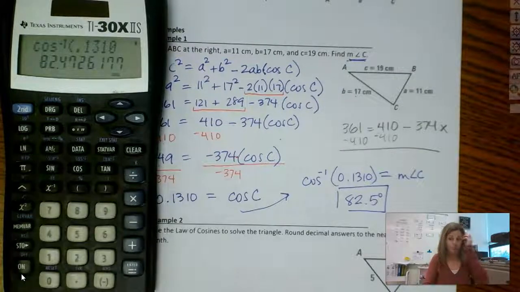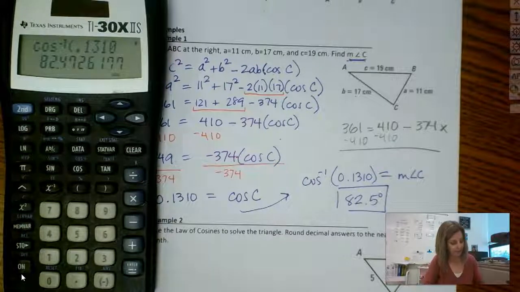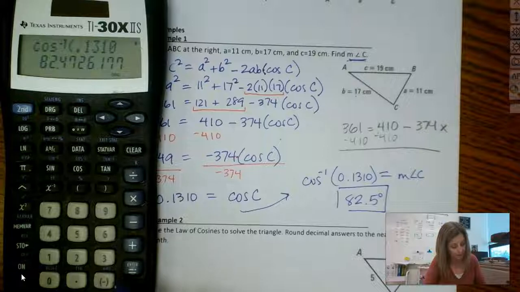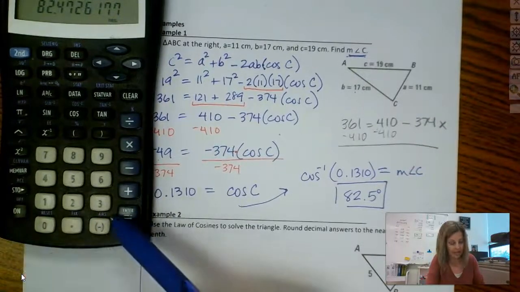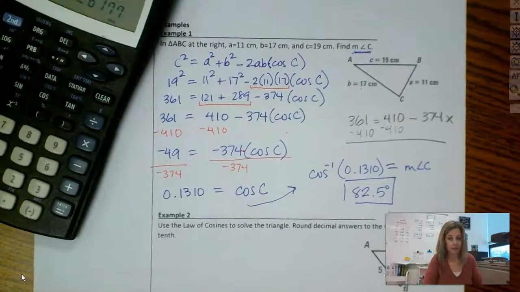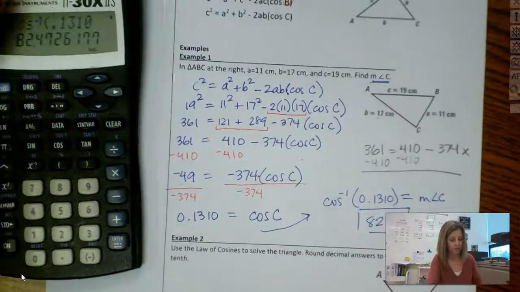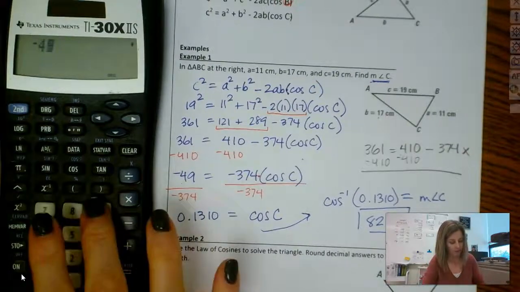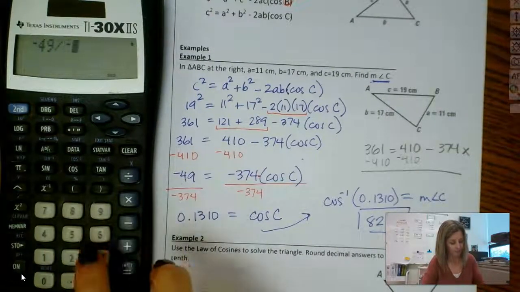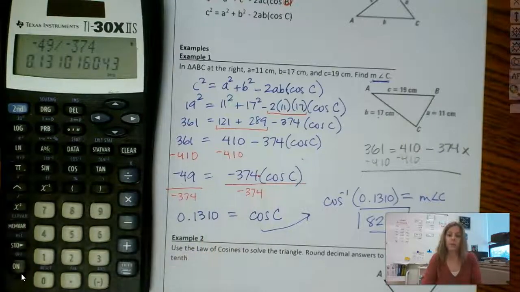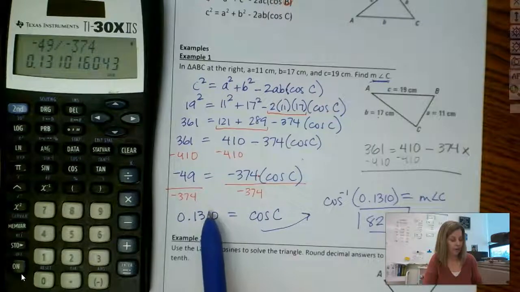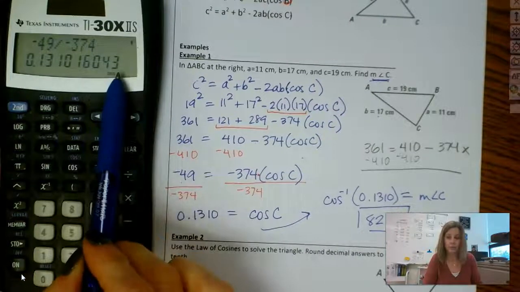So let me show you one other trick that you might be able to use. And I think I might have mentioned this in the last section. The ANS button is pretty useful for something like this. Okay, so I am going to back up to when I did this division right here. So if I do the negative 49 divided by negative 374. So if I think about my next step, I know that I need to do the inverse cosine of this.